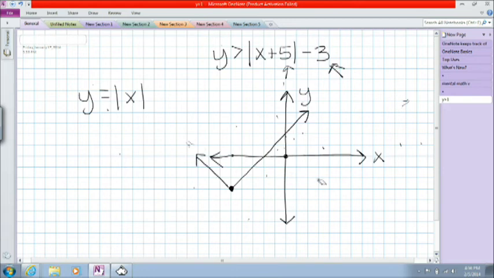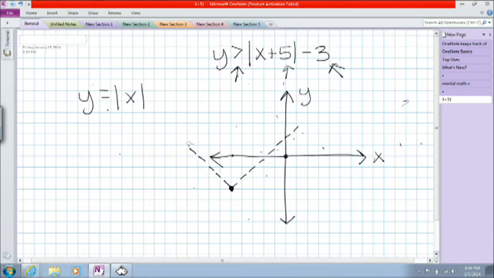And then one thing that I didn't do is consider my greater than and less than. Because this says greater than and not greater than or equal to, we want to make sure that our boundary line is actually a soft boundary. So it's a dashed line rather than a solid line. If it were equal to, we would put a solid line.